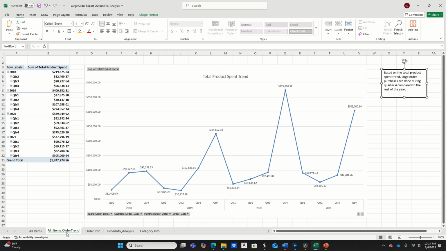Based on the total product spent trend, large purchases are done during quarter 4. So as you can see in 2018, 2019, 2020, and 2021, quarter 4 is when most of the large orders were purchased. Quarter 4 was the peak in 2018, then in 2019, in 2020, and in 2021.